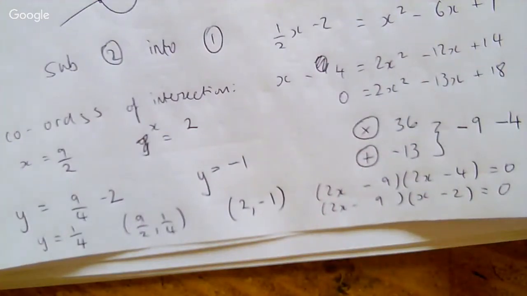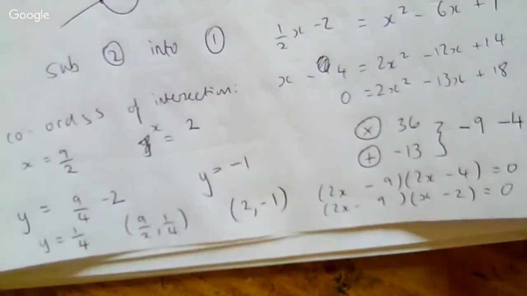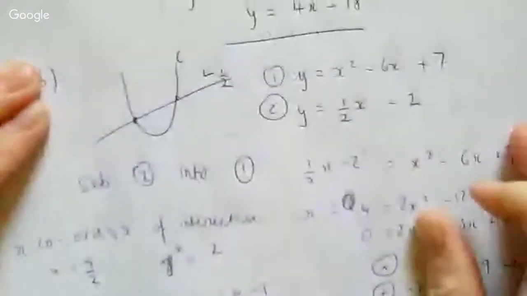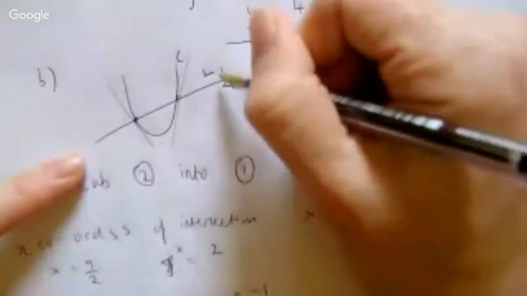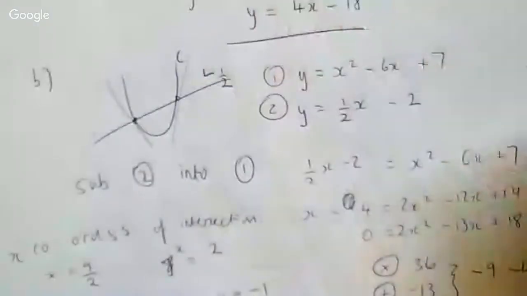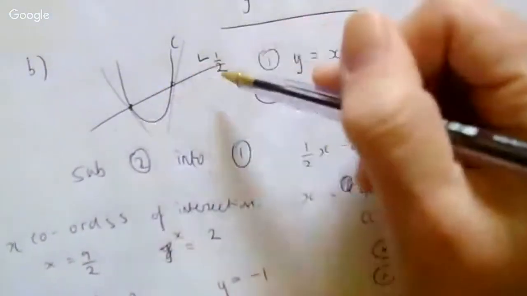Yep, that's fine. Part 2 says verify that L is in fact the normal to C at one of these points of intersection. So it's requiring you to know something about the gradient of this line here. We know this is equal to half, the gradient of this line. It wants to know that if I draw a tangent here or a tangent here, it's going to be minus 2, because a half times by minus 2 would be minus 1. So what I need to do is find the gradient of these points of intersection.